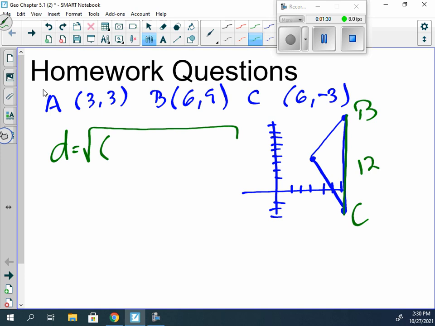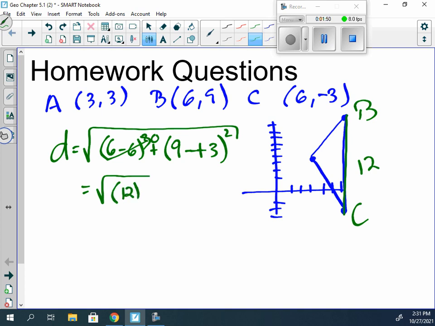So we would subtract our x values from B to C, which would have been 6 minus 6 squared, plus we would also subtract the y values, which would be 9 minus negative 3. Well, 6 minus 6 is 0. Negative and negative would make a positive. So 9 plus 3 is 12. 12 squared is 144. And the square root of 144 is 12, so the distance from B to C is 12.